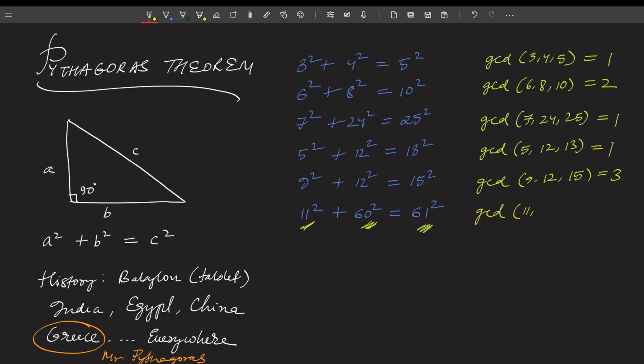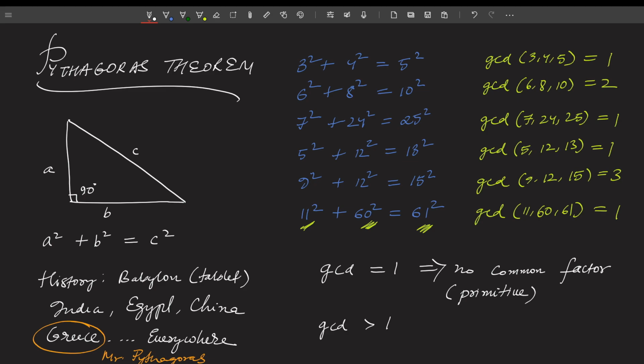So let's look at the last one. 11, 60, and 61, they have no common factor. Therefore, the greatest common divisor, GCD, of these three numbers is equal to 1. So now we can classify the Pythagorean triplets into two types. The triplets for which the GCD is equal to 1, we call primitive Pythagorean triplets. The definition of a primitive Pythagorean triplet is a triplet which has no common factor. Similarly, the triplet for which the greatest common divisor is greater than 1, we call a non-primitive Pythagorean triplet.